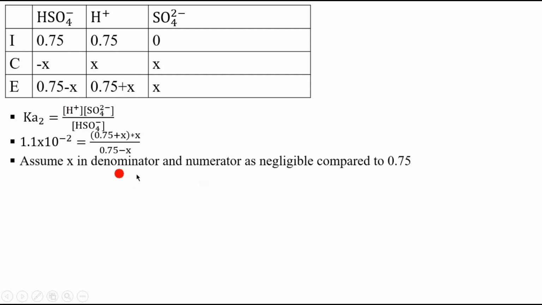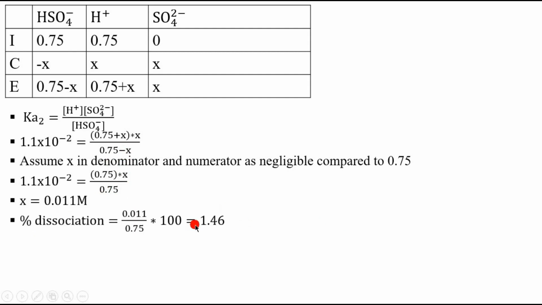We can assume that the X in the denominator is negligible compared to 0.75, which means the X in the numerator sum will also be negligible. Then X will be equal to 0.011 molar. But we need to verify whether our assumption is valid. The assumption is valid if the percentage dissociation is less than 5%. So we take the amount dissociated, 0.011, divided by the initial amount of HSO4 minus.